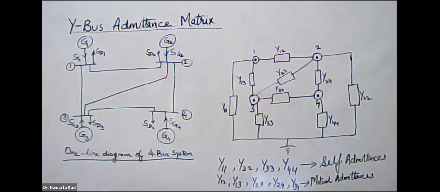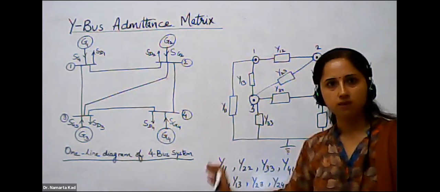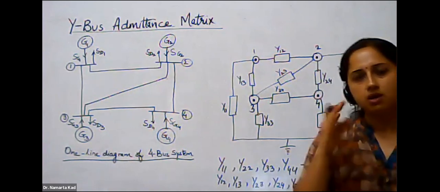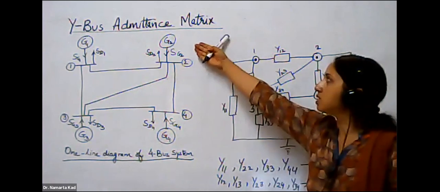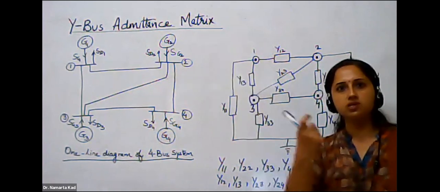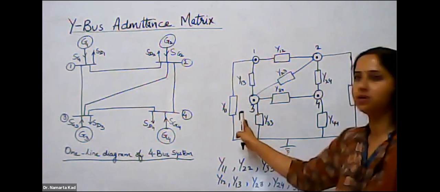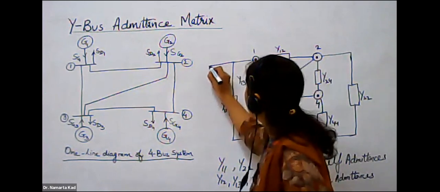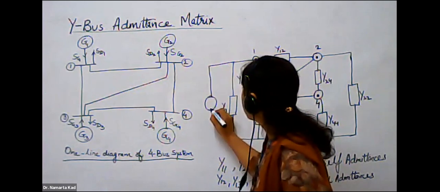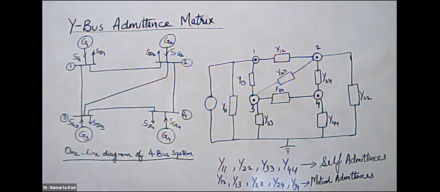Apart from these, we also have to connect one voltage source across each bus, because while converting any single line diagram into the reactance diagram, we know that the generator is converted into one voltage source in series with the reactance. So along with this admittance, one voltage source also needs to be connected across each bus.